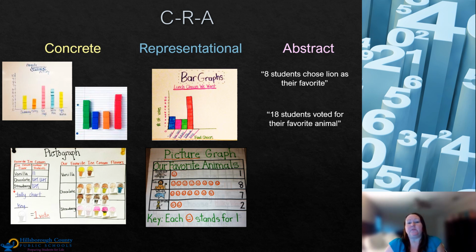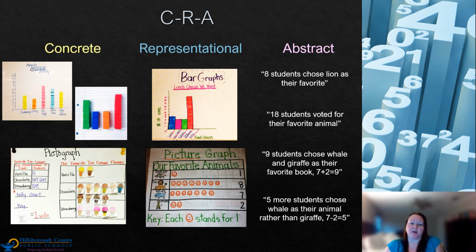And then we're moving to the abstract, where if you looked at that picture graph on the bottom of the representational, students first would just be talking about the data. I see 8 students chose lion as their favorite. 18 students voted for their favorite animal. And then moving into more complex problem solving with addition and subtraction, like how many students chose whale and giraffe as their favorite animal. Well, I can see that there's 7 in the whale category and 2 in the giraffe, so all I have to do is add 7 plus 2 to get 9. Or a comparison, 5 more students chose whale as their animal rather than giraffe, so I can subtract those numbers and record that as an equation. So once again, CRA is going to be very essential for students understanding the bar graphs and picture graphs that they're representing.